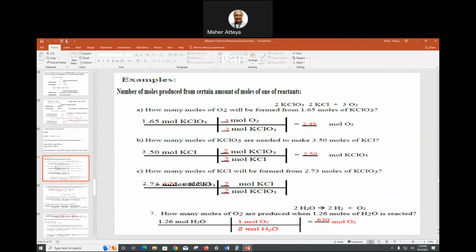Here it is. How many moles of oxygen will be formed from 1.6 moles of perchlorate? Not perchlorate, chlorate. Perchlorate would be KClO4. KClO4.